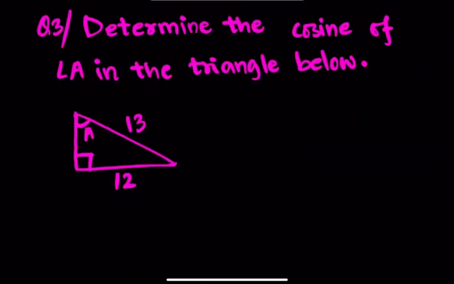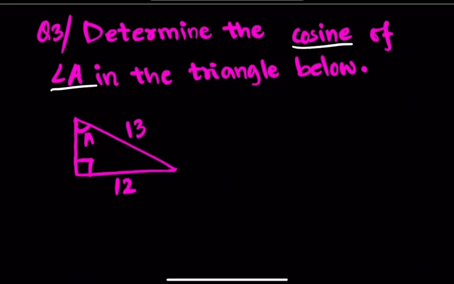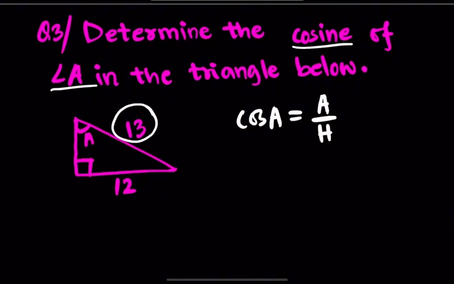Now let's look at another problem, which says: determine the cosine of angle A in the triangle below. In this problem, we are asked to find the ratio of cosine of angle A, which is given by adjacent over hypotenuse. The hypotenuse is already given, that is 13, but the side adjacent to angle A is not given, and we are also given the opposite side length, which is 12.